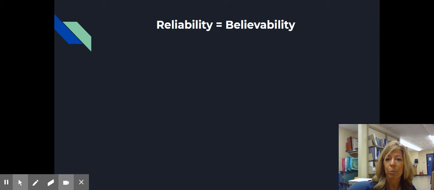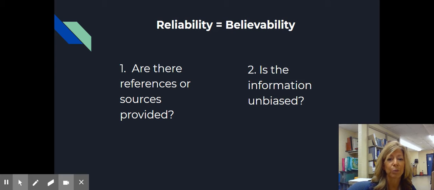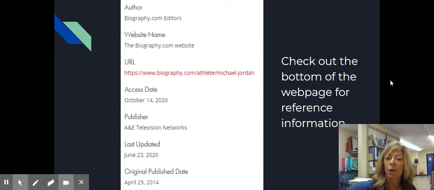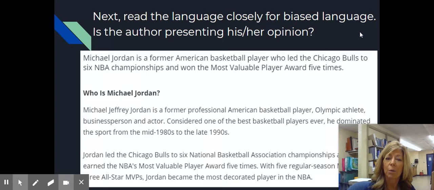The next thing is believability. Are there references or sources provided? And is the information unbiased? So if you scroll to the bottom of the web page, you'll get the reference information. So here we're given some generic information about the authors, about publishers, and publication dates.